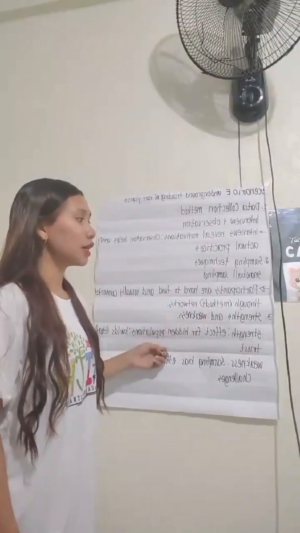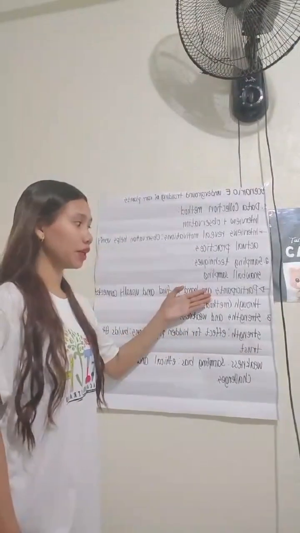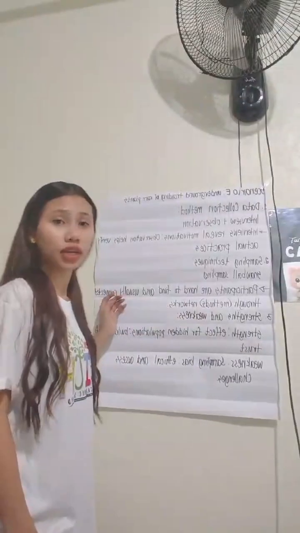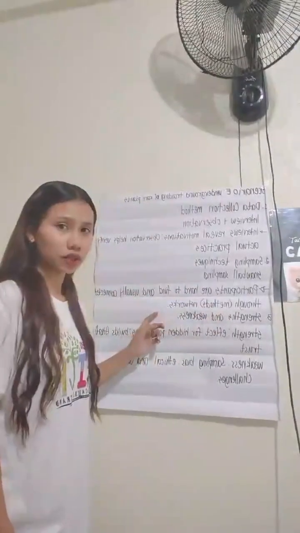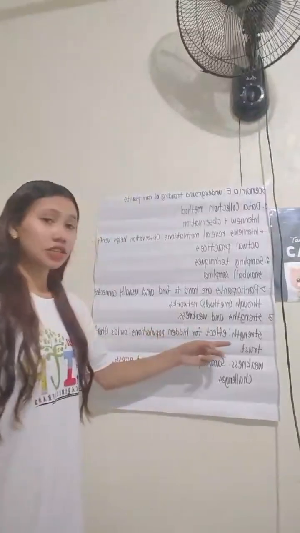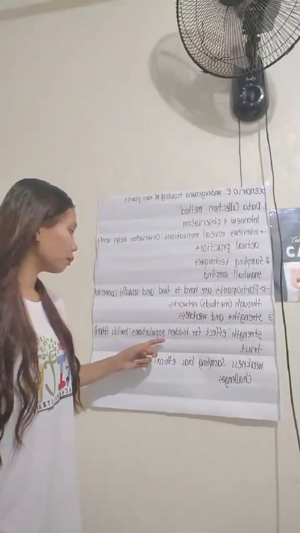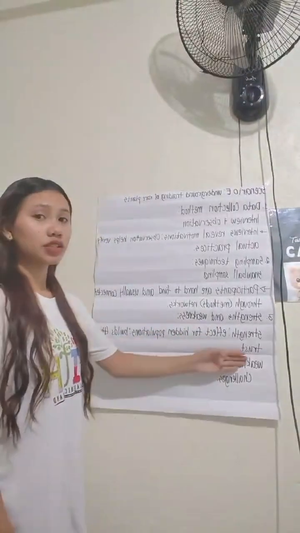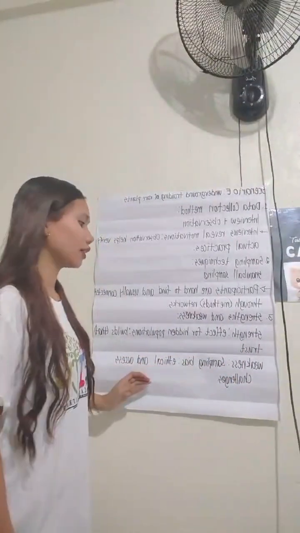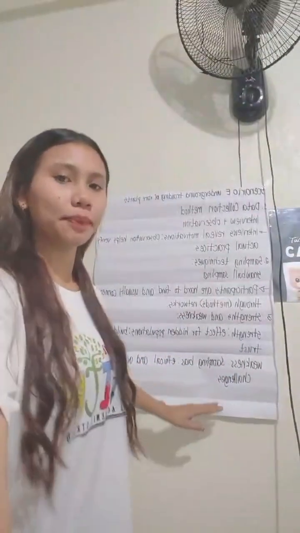Number 2, sampling technique. Snowball sampling. Participants are hard to find and usually connected through networks. Number 3, strengths and weaknesses. Strengths: effective for hidden populations, builds trust. Weaknesses: sampling bias, ethical and access challenges.